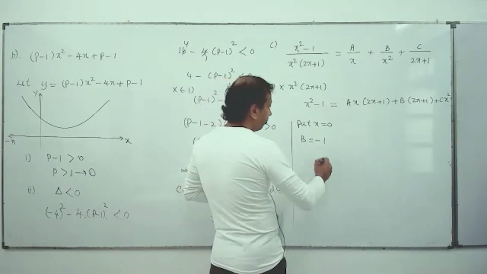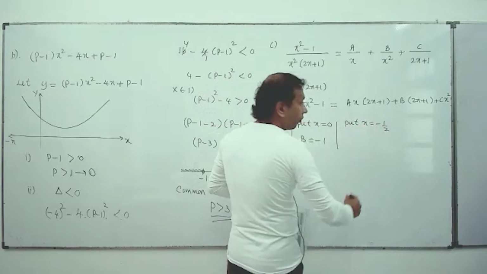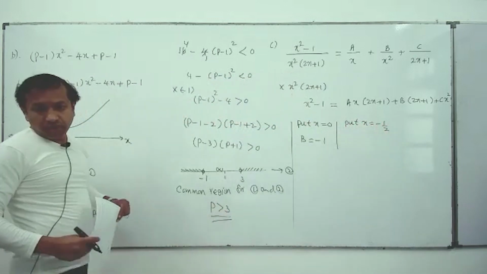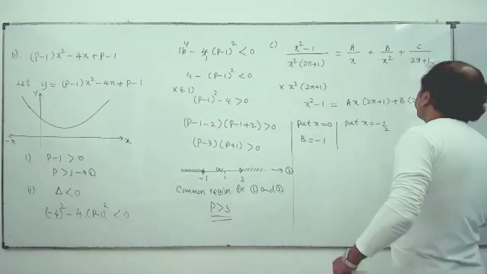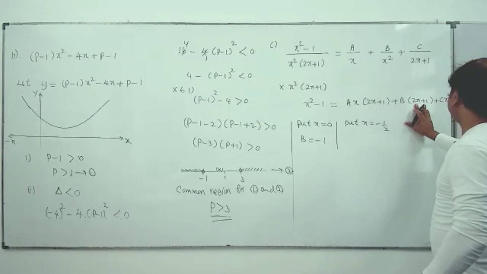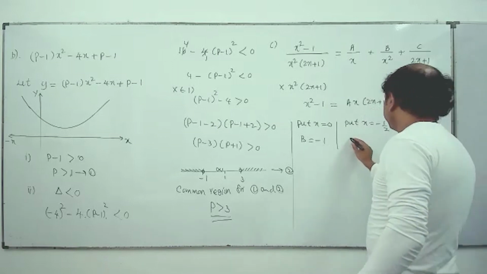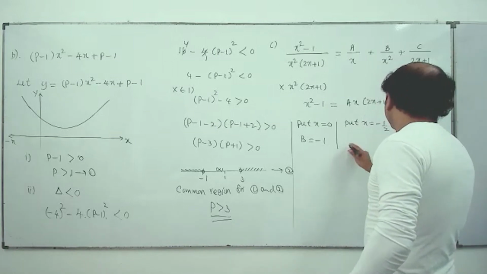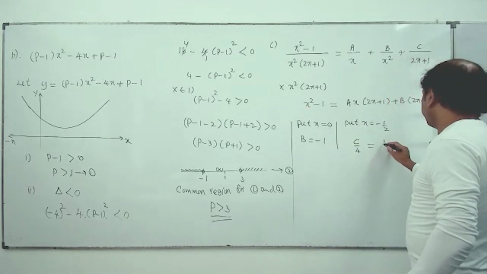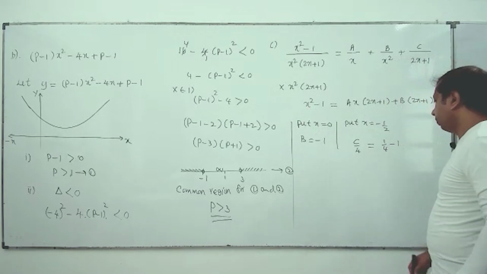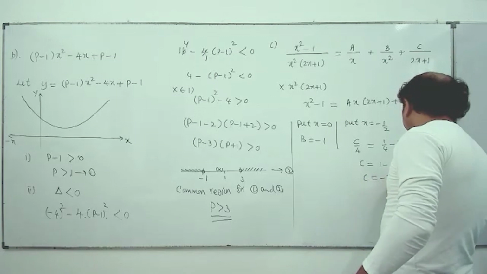Right. Secondly, put x equals minus half. Put x equals minus half. When you put x equals minus half, this bracket is 0. This is also 0. Here we get 3 by 4. Equals minus half here means 1 upon 4 minus 1. C equals 1 minus 4. C equals minus 2.